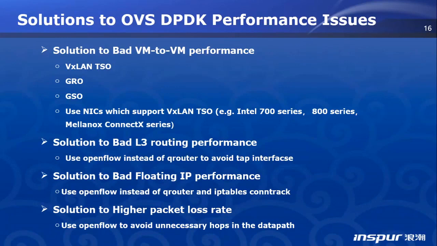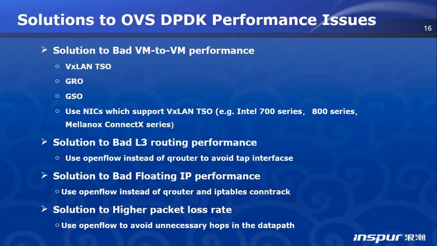But fortunately, we have solutions to them. For bad VM-to-VM performance, we developed many patches for DPDK and OVS-DPDK, including VXLAN TSO, GRO, GSO. Of course, we also need hardware NICs to offload VXLAN TSO, for example, Intel 700 series, 800 series, Mellanox ConnectX series, etc.